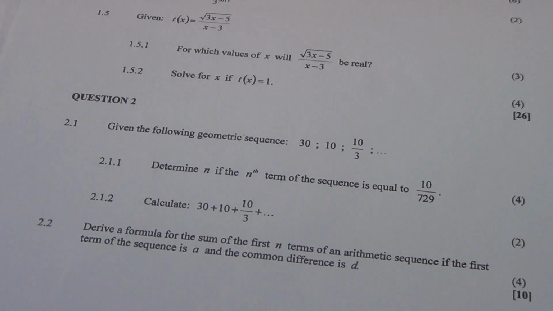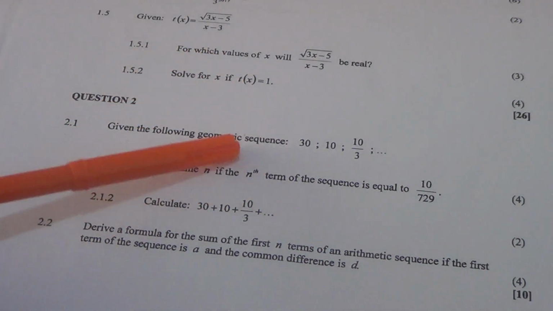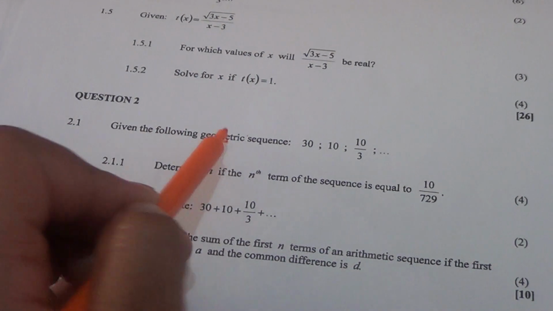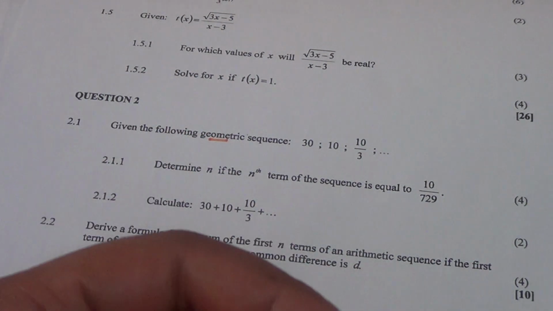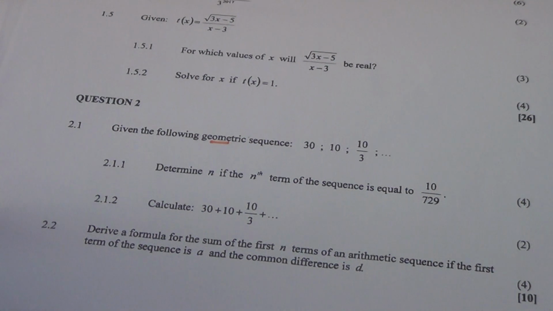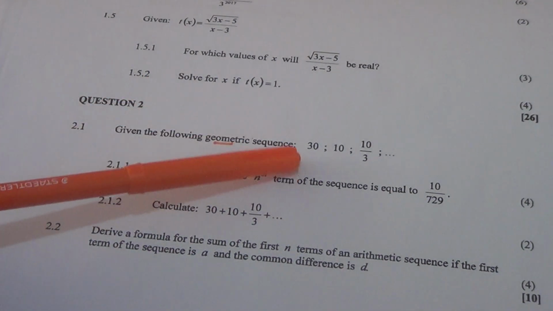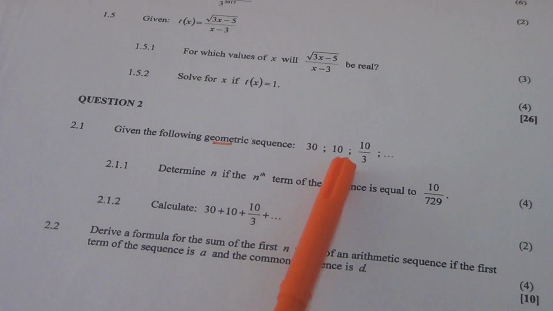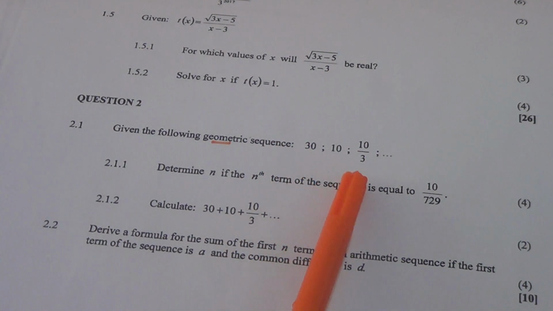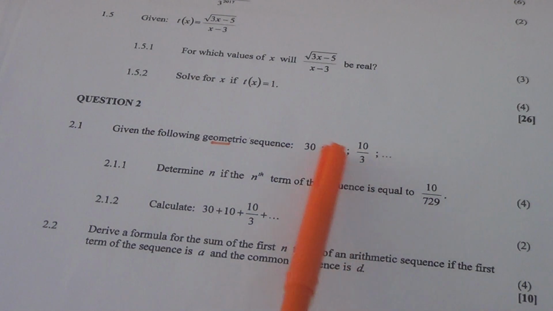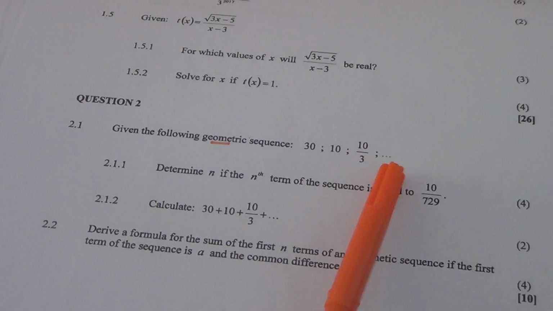Question 2.1. We are given a geometric sequence. Alright, so pay attention. It's a GS. So once we talk of a GS, we know that we have to look out for the common ratio. It's very useful in such a circumstance. Now that it is 30, 10, 10 over 3, we can see here that the common ratio is 1 over 3. Okay, because 10 divided by 30 is 1 over 3, and 10 over 3 divided by 10 is the same thing, 1 over 3.